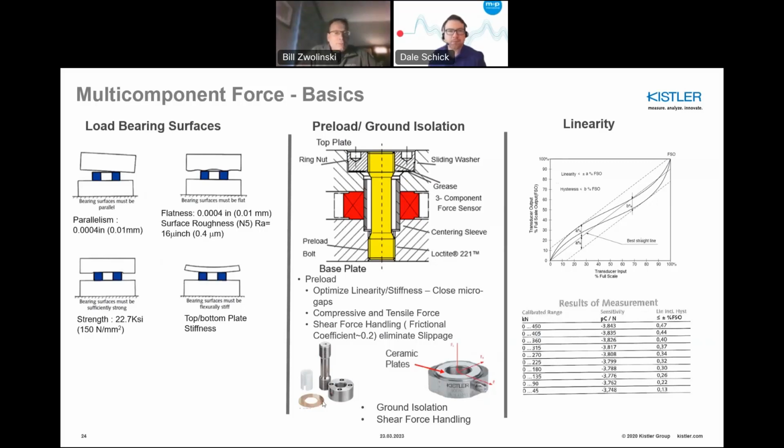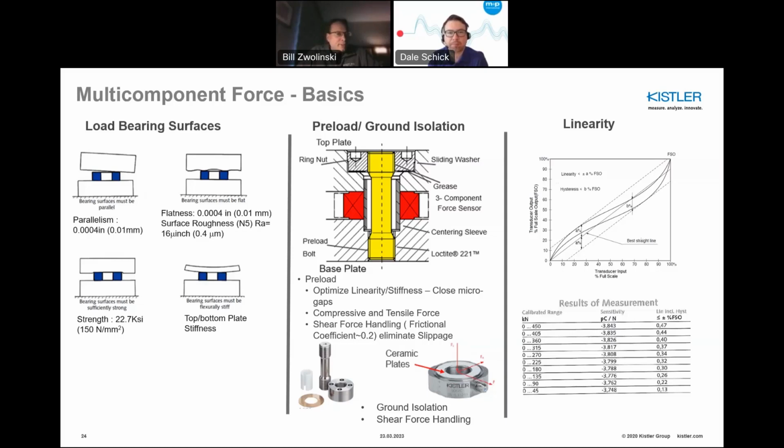In terms of preload, this is probably the most important step in terms of installing sensors, okay? And what you see here is a ring nut, a bolt. In the middle, you see an isolation centering sleeve that also isolates the bolt from the ID of the sensor. And basically what you also want to note is the actual force sensor has a ceramic top and bottom plate on, and what that does is it does two things.